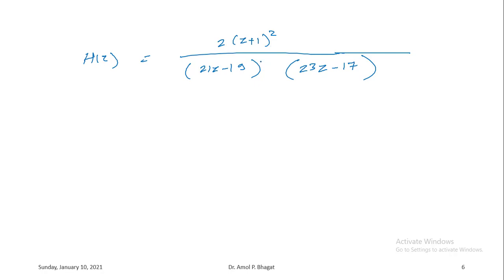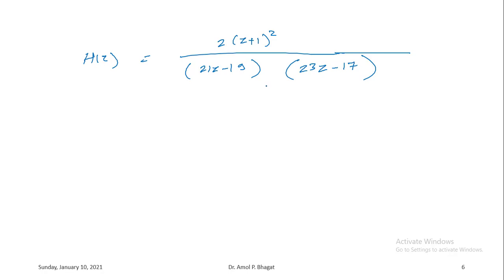Again, you can simplify it, or you can keep it as it is, but as we know we require that system function in z inverse form, so you should make certain adjustments so that you can get the z inverse there. I will leave this for you to complete.